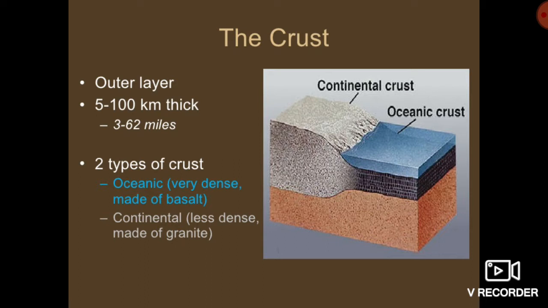and the density of the oceanic crust is 3 gram per cubic centimeter. That is the density of basalt, while the mean density of the whole crust is 2.7 gram per cubic centimeter.